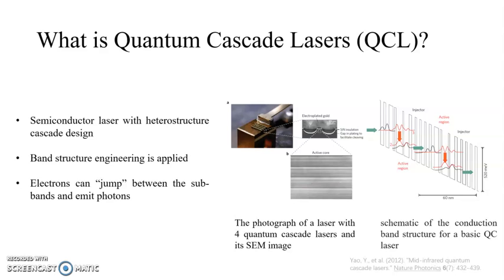The band structure can be engineered by controlling the material and the thickness of each layer and adding an external voltage. As a result, the electrons can jump between the subbands and emit photons continuously. Here shows a photograph as well as an SEM image of a quantum cascade laser, and on the right shows its band structure.